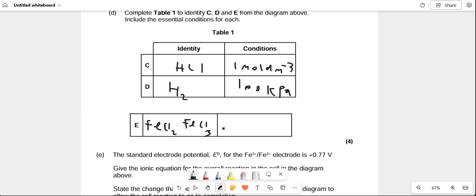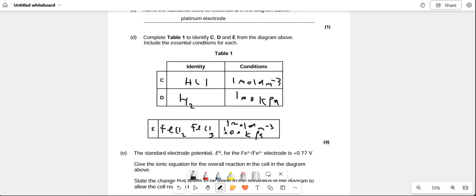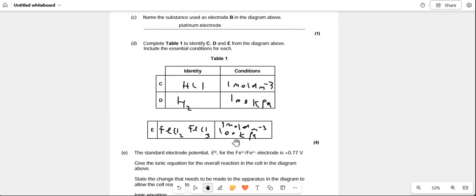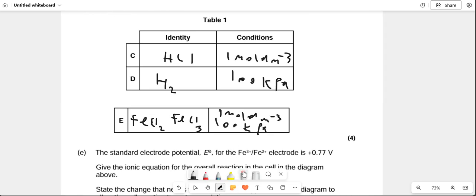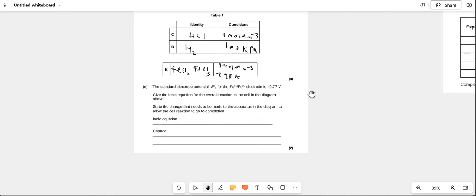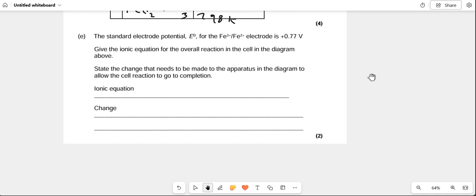And the condition for that is also that it has to be 1 mole per dm cubed, because hydrogen is. And a proper condition for this as well is 100 kilopascal. Sorry, what am I talking about? Not 100 kilopascal, that's pressure. I mean 298 Kelvin, so temperature. The standard electrode potential E dash for the Fe3 plus to Fe2 plus is 0.77.